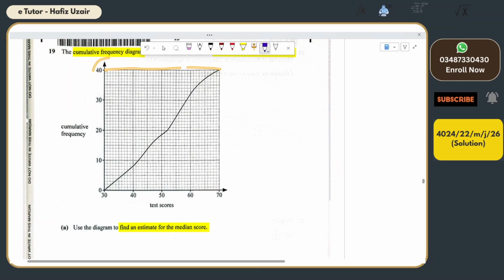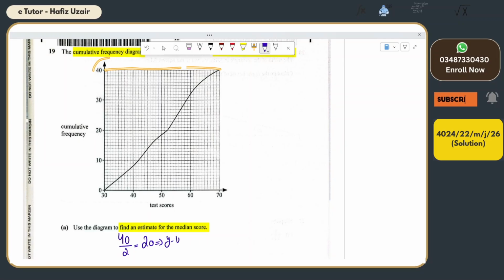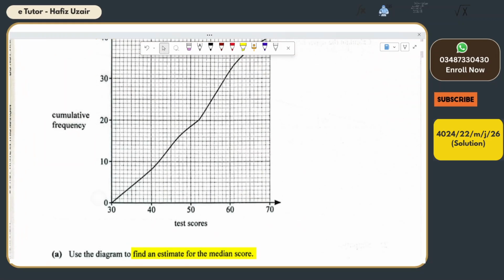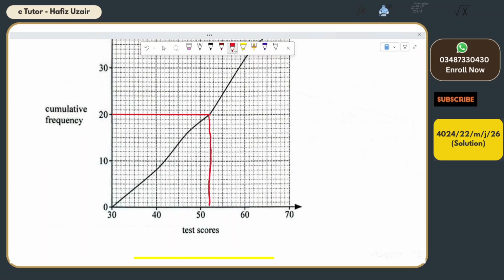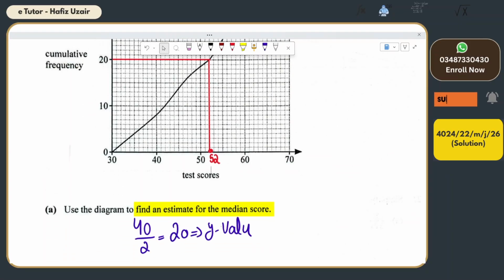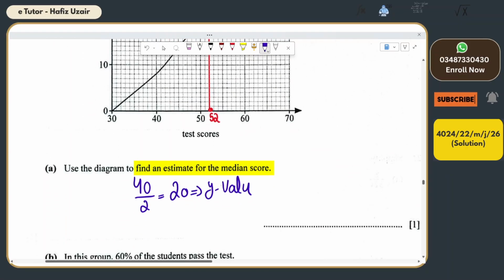Let's write it over here. 40 by 2 is equal to 20. So that is your y value, not your answer. Now you need to draw a horizontal line from 20 and bring this line over here. This is actually 52. So the answer for the median is 52.